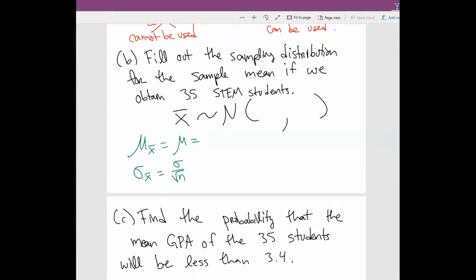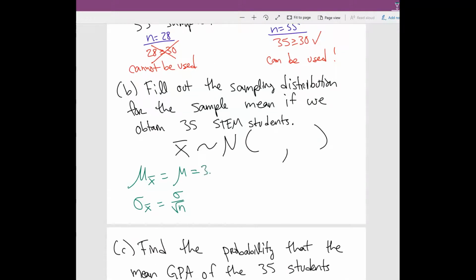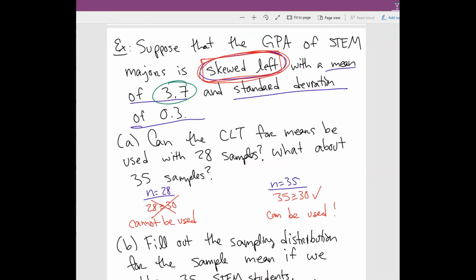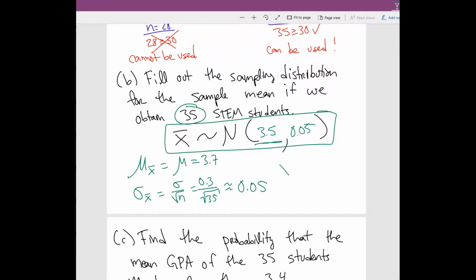The mean in this case is going to be what? The mean in this case is just going to be 3.7. The standard deviation of the sample mean: sigma was 0.3, divided by square root of n. And in this case n is 35 because we're getting 35 students. So let's put this in our calculator. 0.3 divided by the square root of 35, and if I round that to 2 decimal places, I'm going to get 0.05. So the mean here is going to be 3.7 and the standard deviation is going to be 0.05. Okay, so that's my sampling distribution. You're just plugging in the numbers.